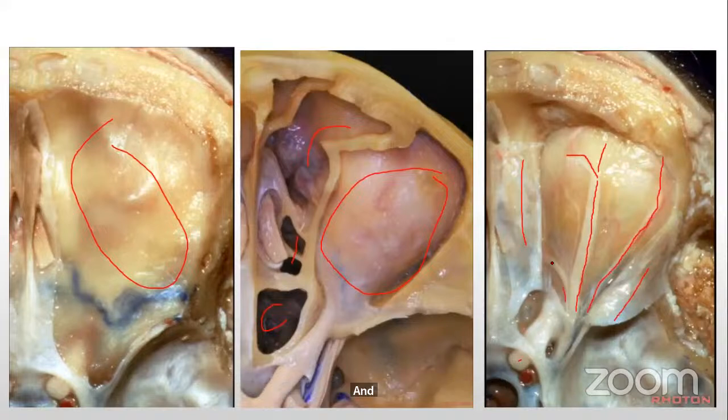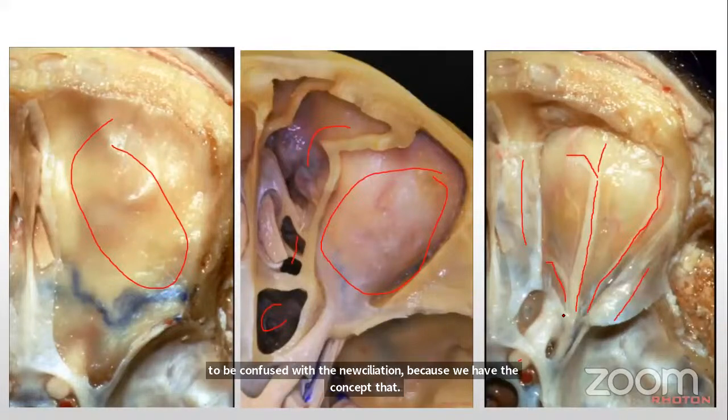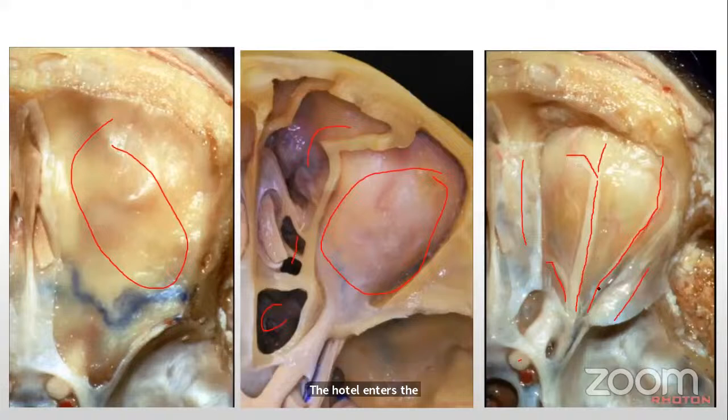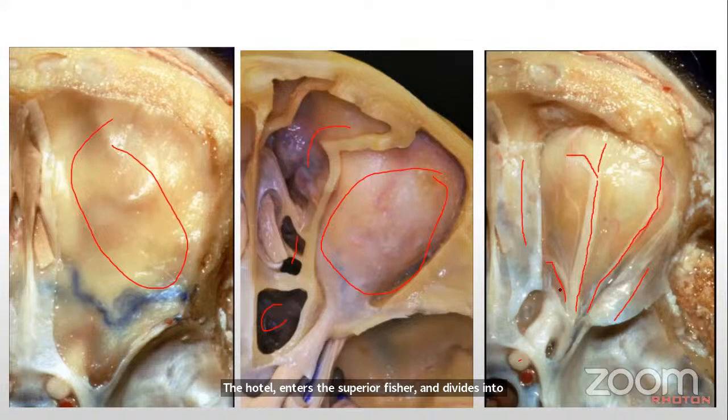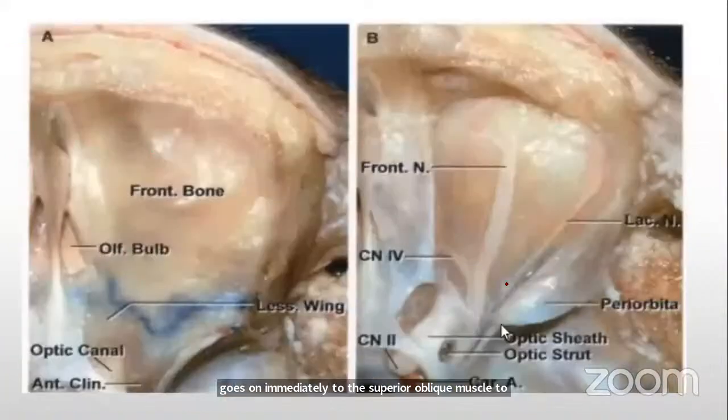And this nerve, not to be confused with the nasociliary nerve, because we have the concept that the ophthalmic nerve enters the superior orbital fissure and divides into these three divisions. No, the nasociliary nerve, as we saw previously, passes through the annulus of Zinn. So what is this nerve? This nerve is the trochlear nerve that goes on medially to the superior oblique muscle to supply it. We'll see this in the subsequent dissections. Again, the same picture, but with labelings. The frontal nerve, fourth trochlear nerve, and the lacrimal nerve.